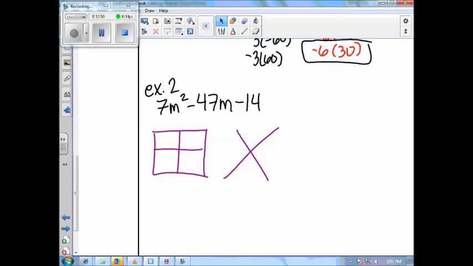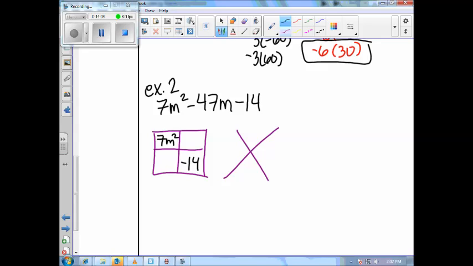Okay, hurry and fill in the box, please. Cynthia, what did you get for the top left? Seven m squared. Yep, that would be our first term. Raul, what did you get for the bottom right? Good. I'm glad you found the negative. It's not just 14, it's negative.